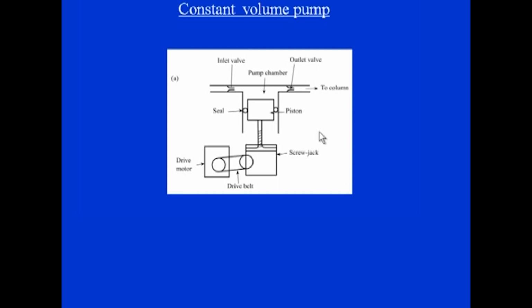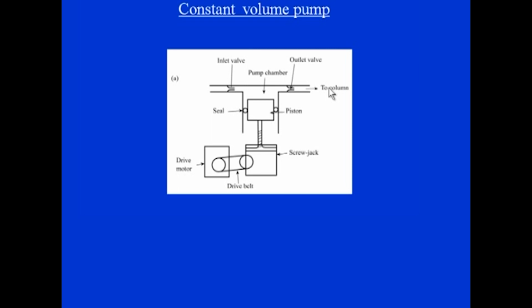It is a motor driven pump. We can say it is a syringe type pump that delivers a fixed amount of volume to the column by a piston driven by a motor. This pump contains a screw jack driven by a stepper motor. On the delivery stroke, the eluent from here is delivered to the column at a constant rate.